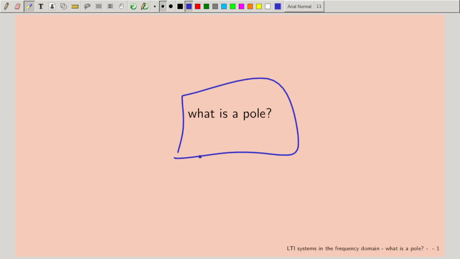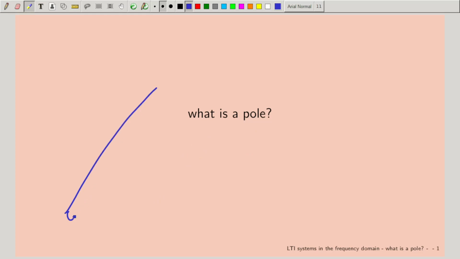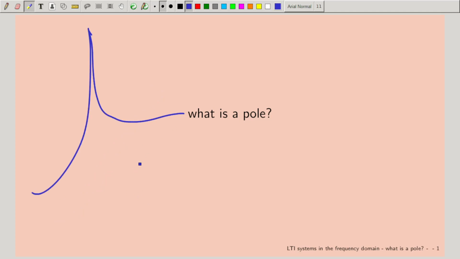What is a pole? A pole is something that looks like this one. Actually, it's something very meaningful. Think of Laplace. You will see from the visualization from Laplace, a pole is actually something that goes up in the modulus. It's actually a pole.